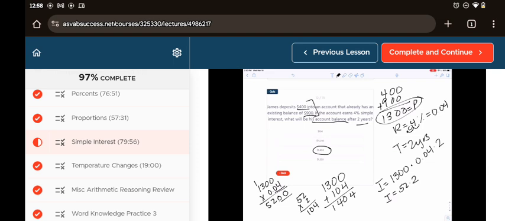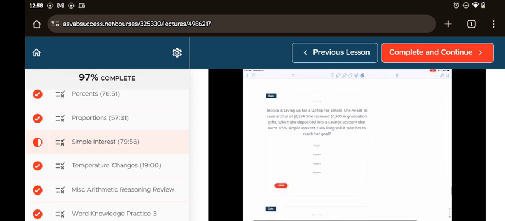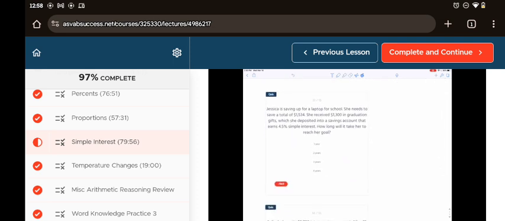Number 13 says, Jessica is saving up for a laptop for school. She needs to save a total of $1,534. She received $1,300 in graduation gifts, which she deposited into a savings account that earns 4.5% simple interest. How long will it take to reach her goal? It's asking us how long, which means we're looking for time. So what does it give us? It gives us her goal, which remember, actually, let me not say anything yet.